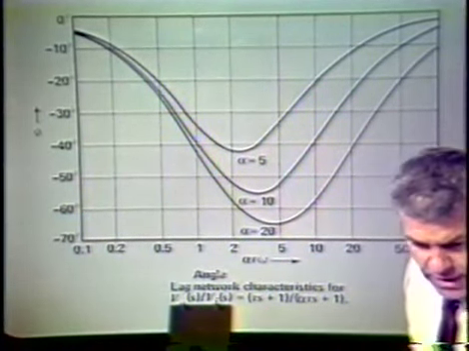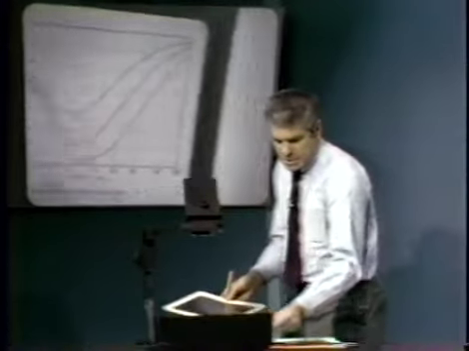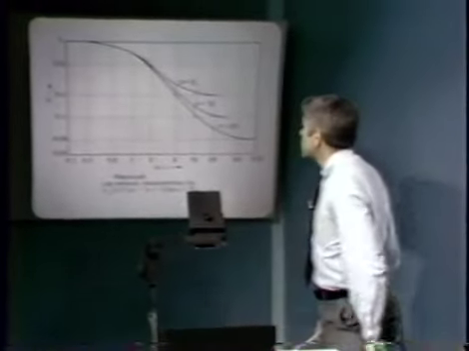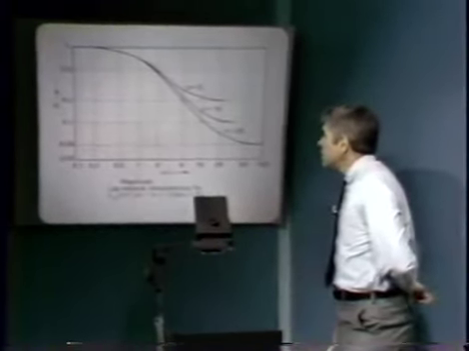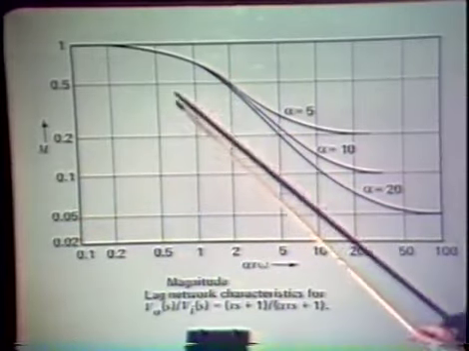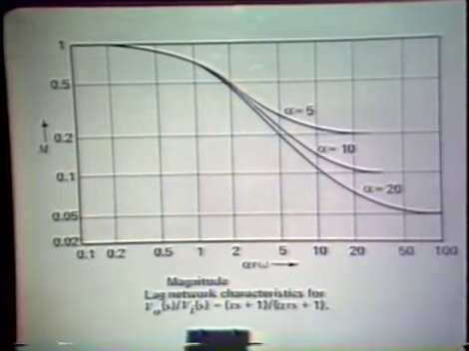Let's look at the corresponding magnitude characteristics. And here are the magnitude characteristics for the lag network. Again, all normalized, in this case, to a pole location of 1. The 0 comes out at progressively higher frequencies for increasing alpha.